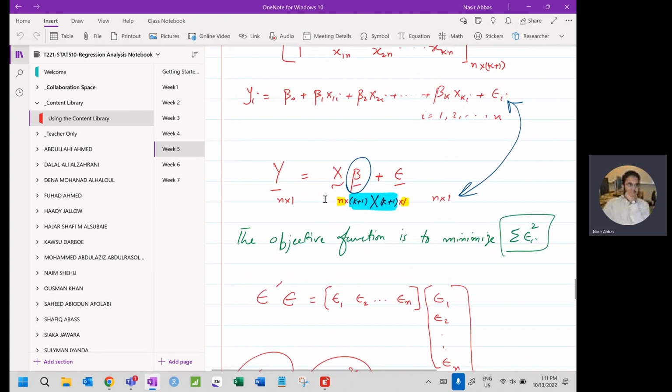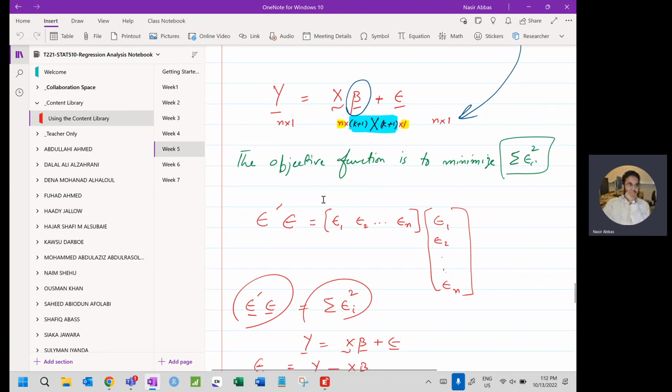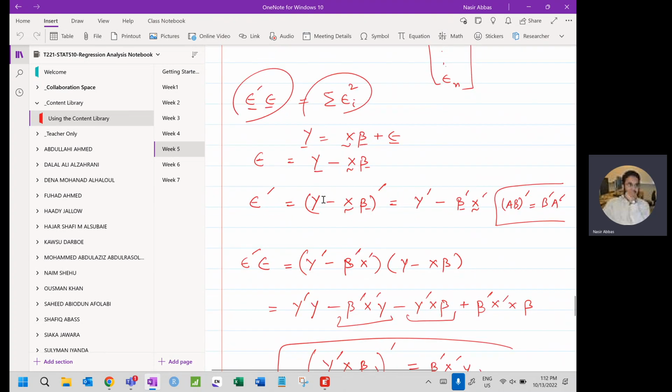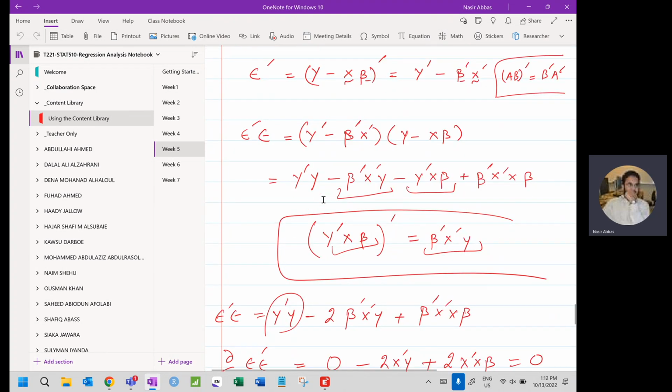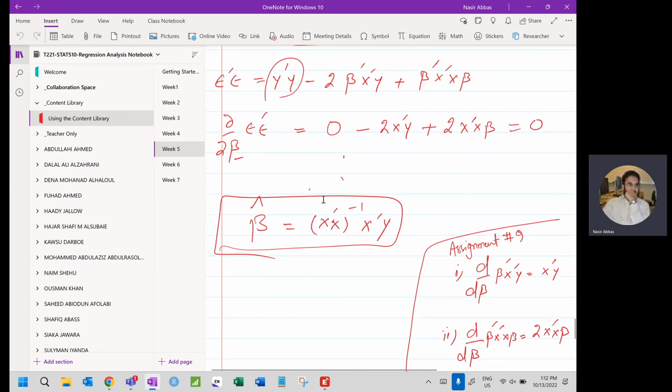Here it is. You need to start with this model. Then you need to define your objective function to be minimizing summation epsilon i square. Then you need to prove that summation epsilon i square is equivalent to epsilon prime epsilon. Then you minimize this function: before differentiating, you simplify it. We're simplifying it before differentiating. Differentiate it, you get these equations.